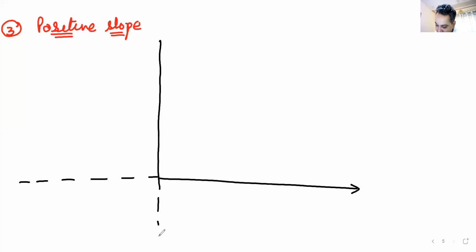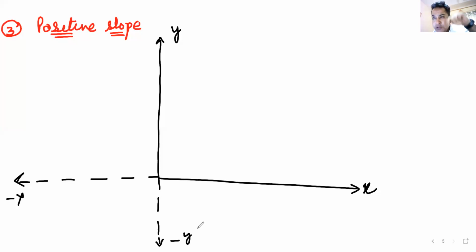Let me just make the negative axis. This is my x, this is my y, this is my minus x, if I may call it, this is my minus y. What is a positive slope line? It lies in the first quadrant. Very great, Chaturya. Santosh, it lies in the first quadrant. Only in the first quadrant or anything else also?